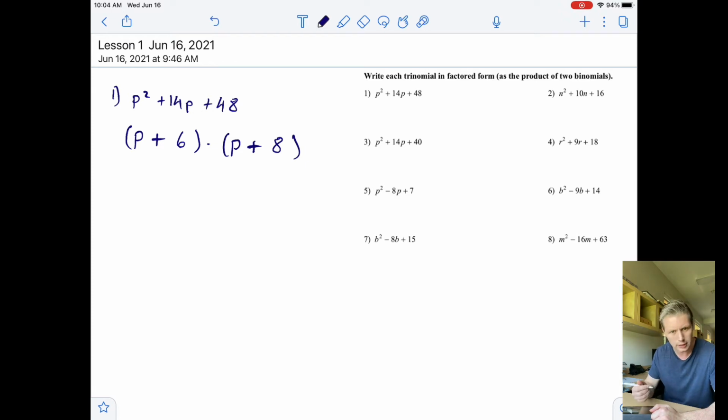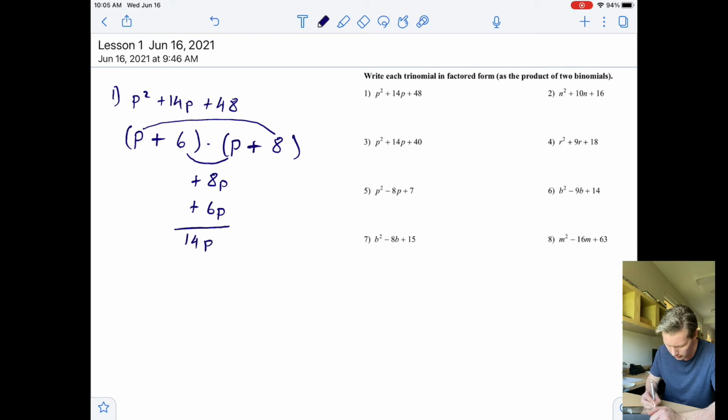And the way I'll check to make sure I've done this correctly is I'll multiply this term times this term. Those in the FOIL process would be my I term, my inner term, and these are my outer term. And so my outer term is p times 8, positive 8, so that's 8p. My inner term is 6 times p, that's positive 6p. And note when I sum those together, I do indeed get positive 14p, and that's my middle term in my quadratic trinomial. So I have factored it correctly. And that's how I would check.